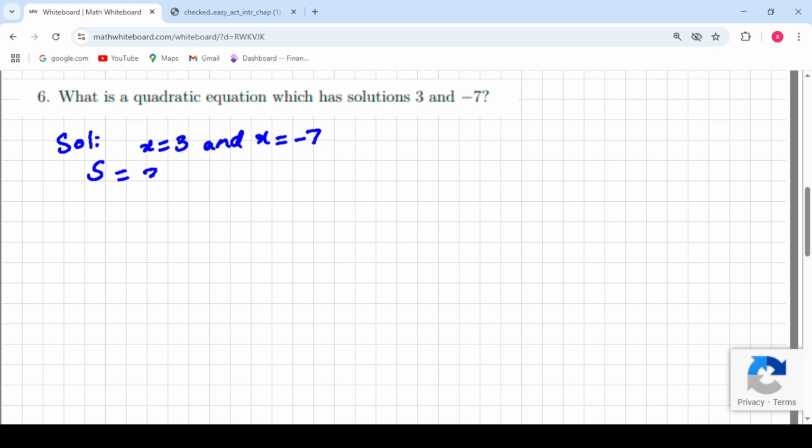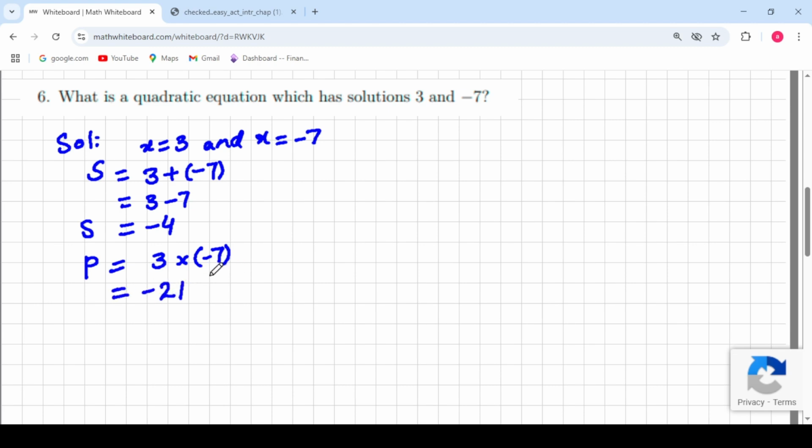Sum of the solutions will be 3 plus the second one, minus 7. So it will become 3 minus 7, which means the sum of these two is minus 4. And now we will find the product of these two solutions. Product means we have to multiply these two solutions, 3 and minus 7. So 3 multiplied by minus 7 is minus 21, the product of these two solutions.